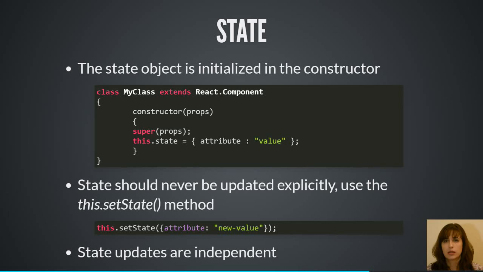The state object can contain as many properties as you like. State should never be updated explicitly. React uses an observable object as a state that observes what changes are made to the state and helps the component behave accordingly. So we need to use the setState method to change a value in the state object. Once the update is done, the method implicitly calls the render method to repaint the page.